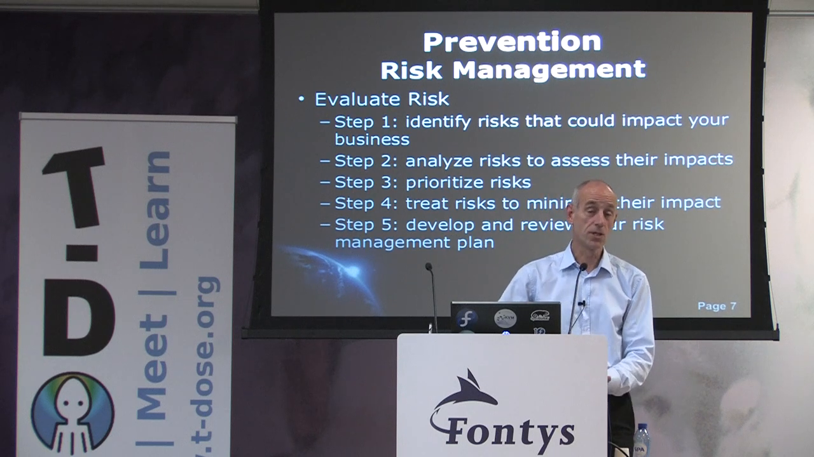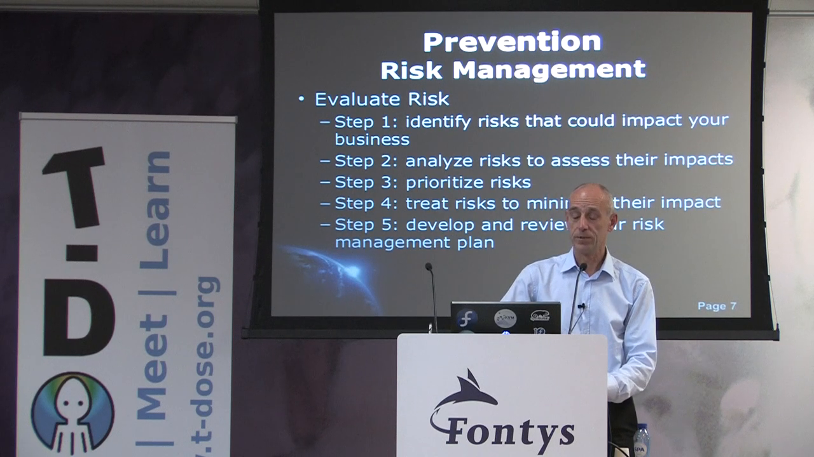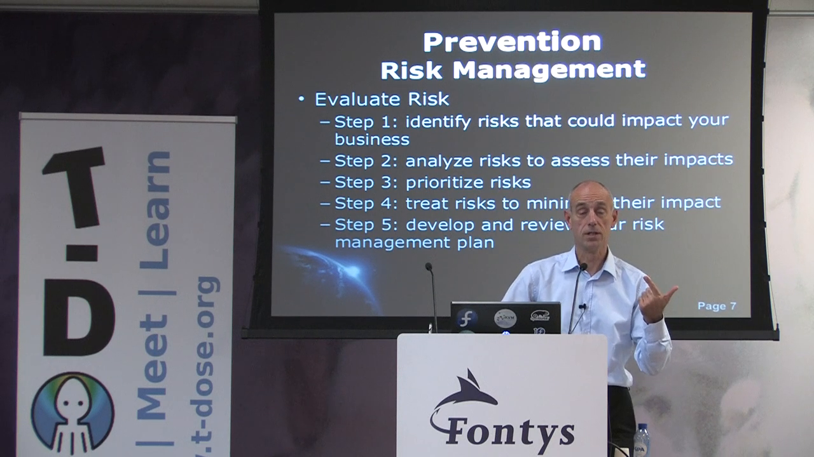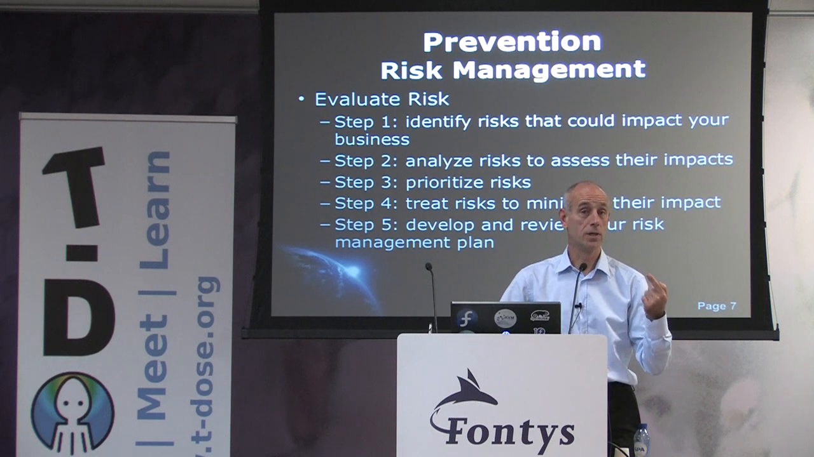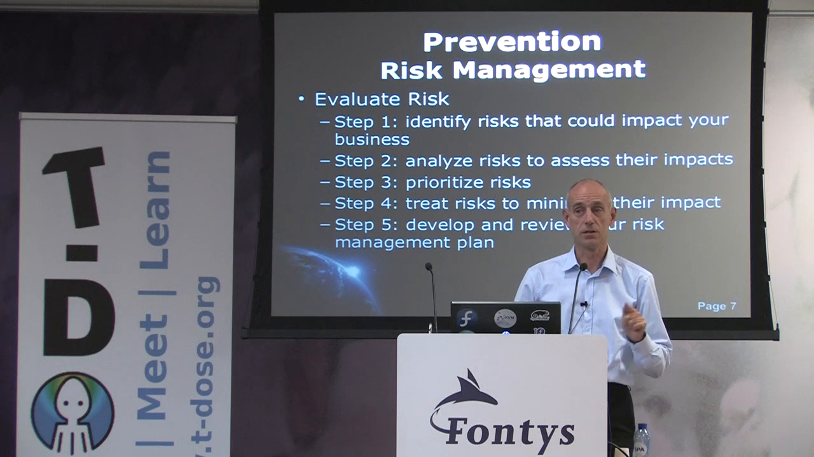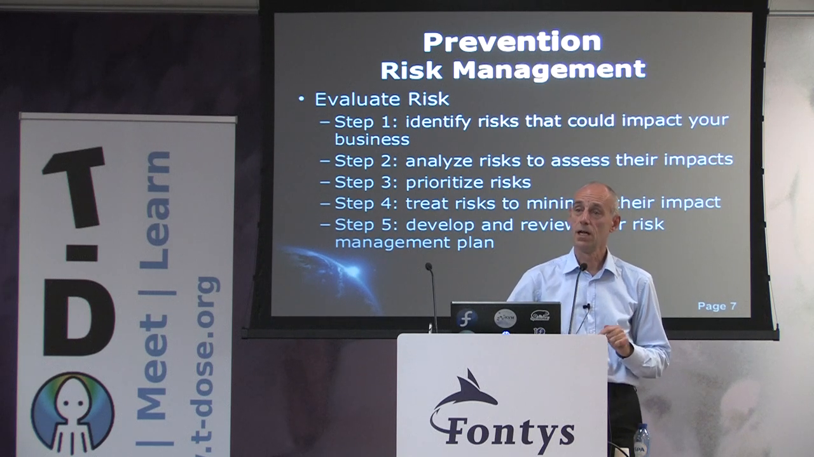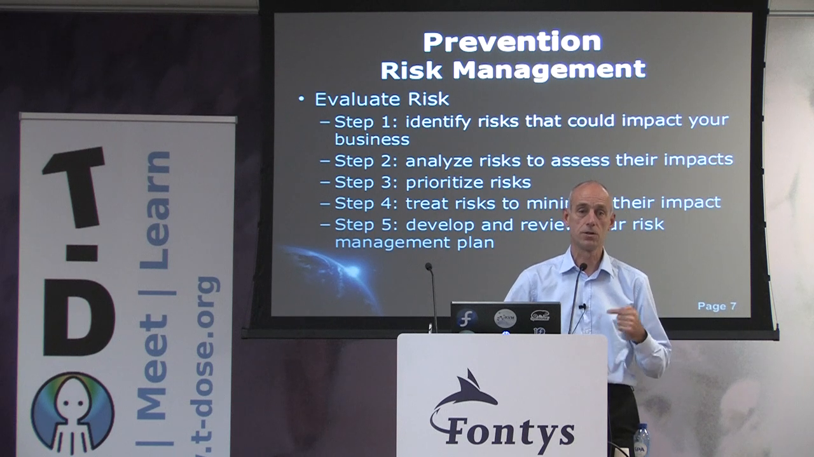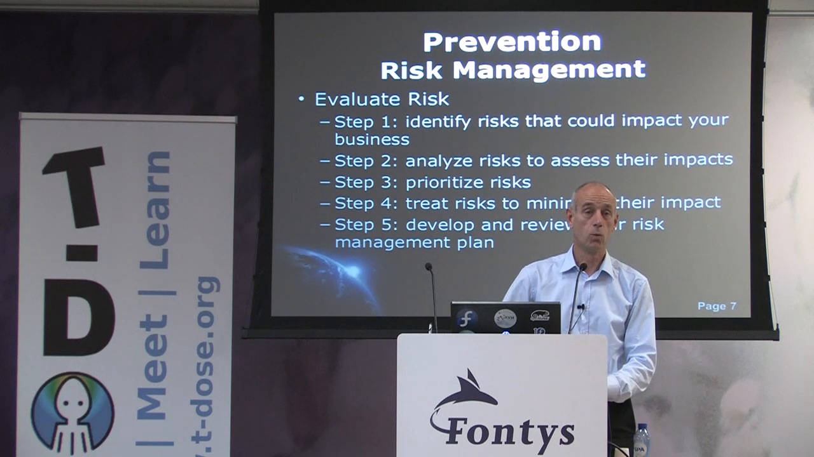Prevention. It's all about the risks, of course. There are five main steps in risk management. First of all, you have to identify the risks. You also have to examine what the impact could be on your business. It's still about the business. It's not technical that I'm talking about, it's just business impact. And you have to make a priority list of all the risks that you have. And step four is perhaps the one that can gain you a lot of money afterwards. You have to treat them.